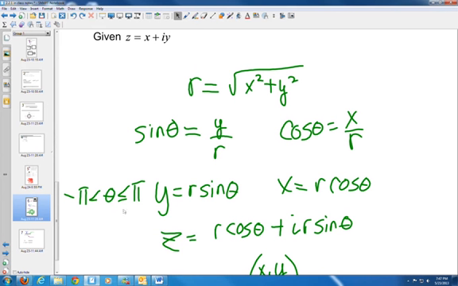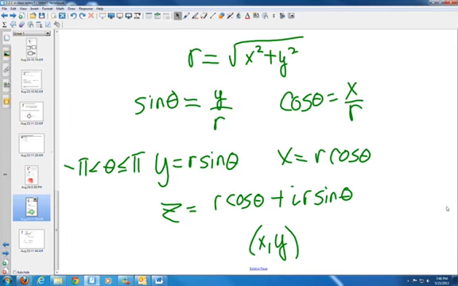Theta does have one restriction. It has to be greater than negative pi and less than or equal to pi. Hence, our formulas are y equals r sine of theta and x equals r cosine of theta. These equations allow you to go back and forth between rectangular and polar form.